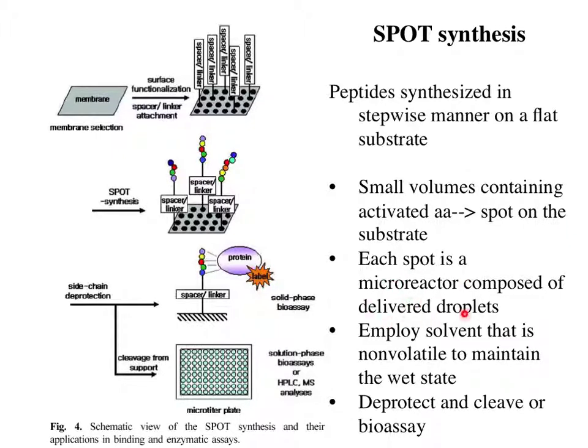Each spot is a microreactor composed of delivered droplets, and you employ a non-volatile solvent to maintain the wet state. You deprotect and cleave, or bioassay. So after you've added on, you can either deprotect and cleave, or you can deprotect and then right on that membrane do an assay.